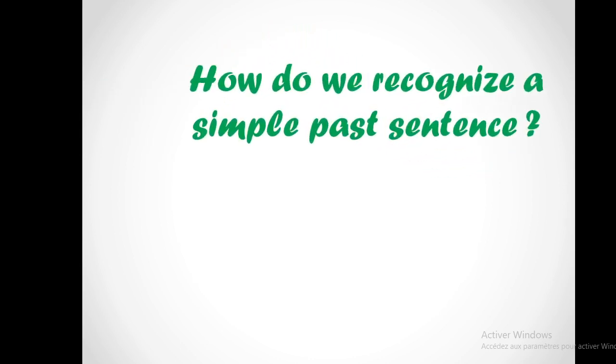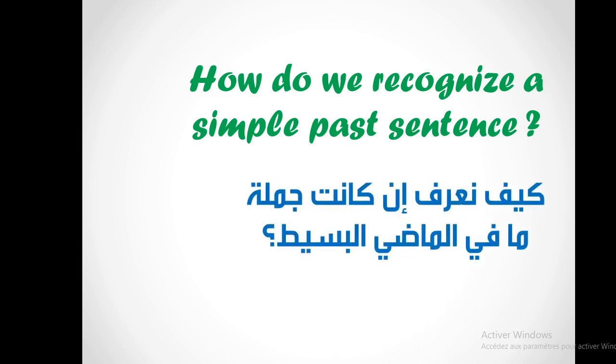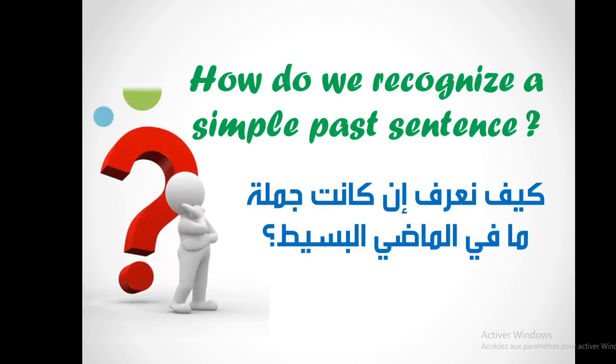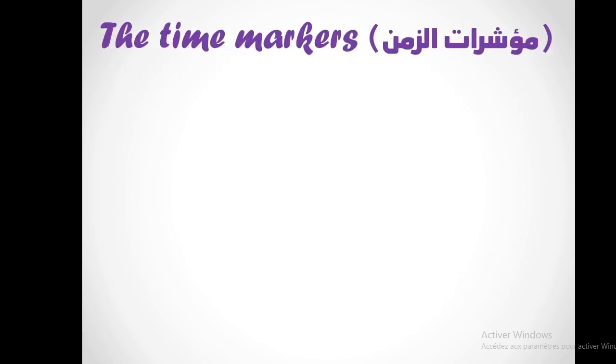So, very important question, which is how do we recognize a simple past sentence? It's very important because when they give you an activity to conjugate the verbs, you are going to know in which tense you are going to conjugate. Is it the present or the past or the future? So how can we know? So we have the time markers.